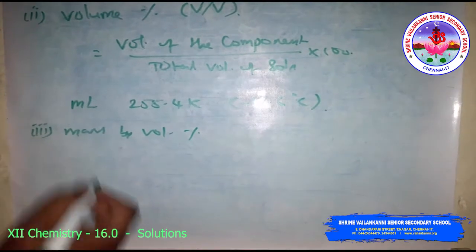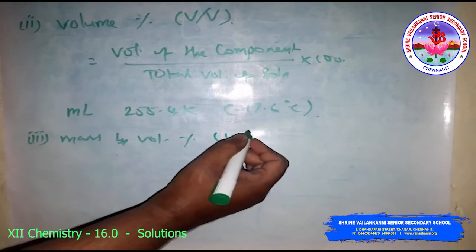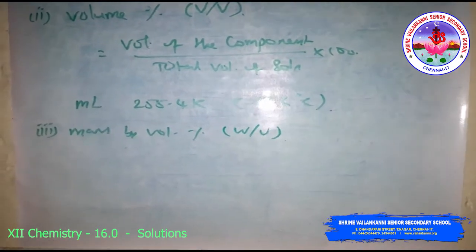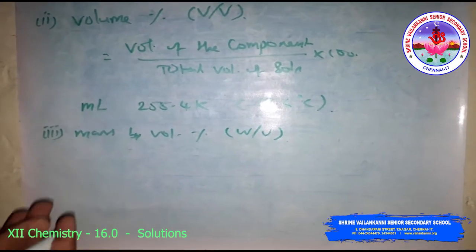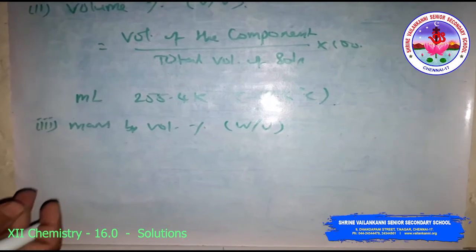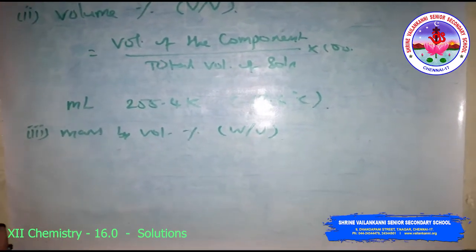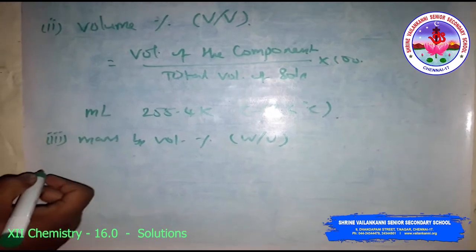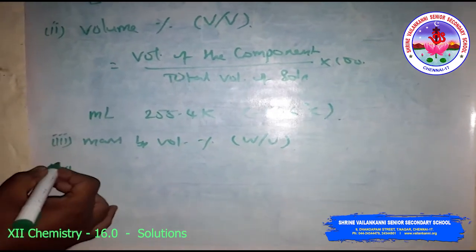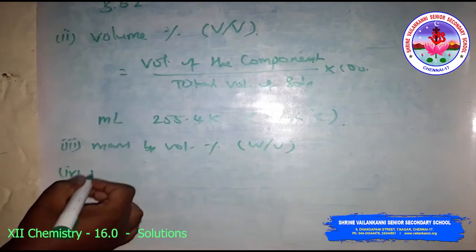Then third is mass by volume percentage, that is weight by volume. That is commonly used in medicine and pharmacy. It is the mass of solid dissolved in 100 ml of the solution.